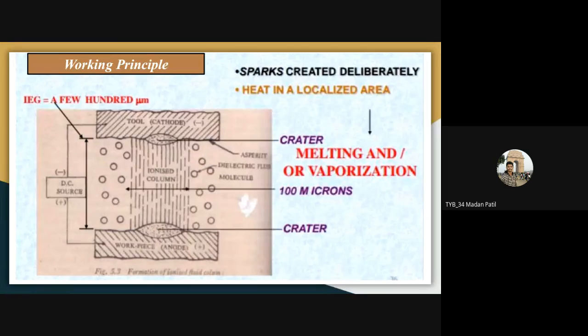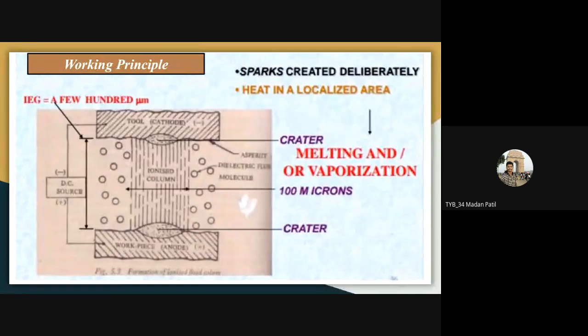Many researchers have gone for the analysis of this debris, and they have evaluated that debris is a mixture of irregular shaped particles. Now how do you get those irregular shaped particles? We know it is from your melting and the vaporization.